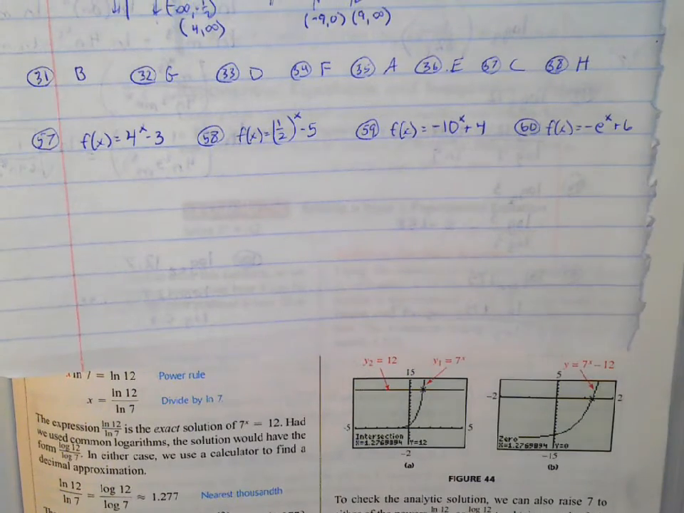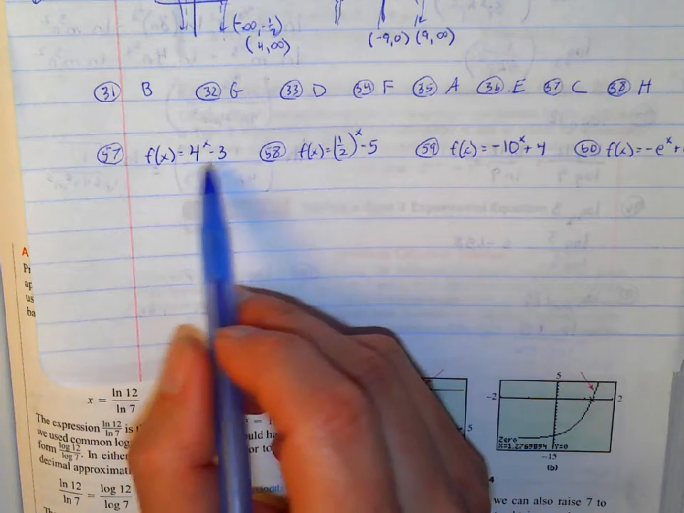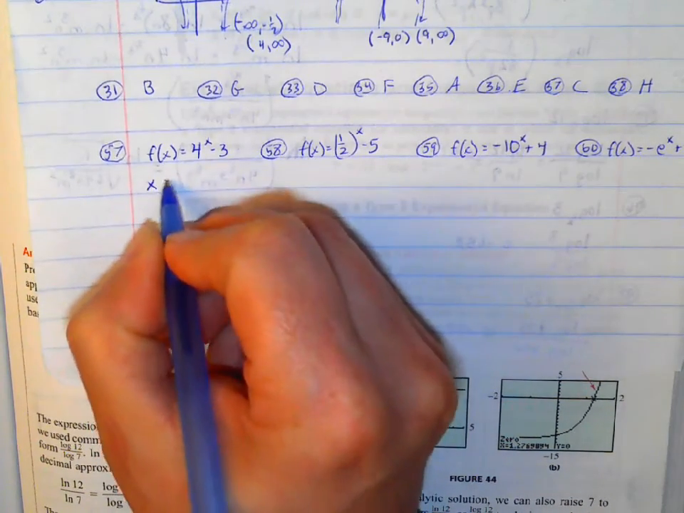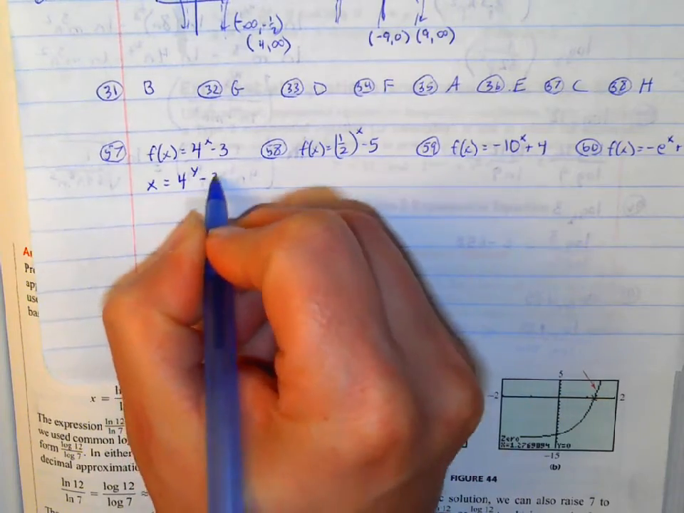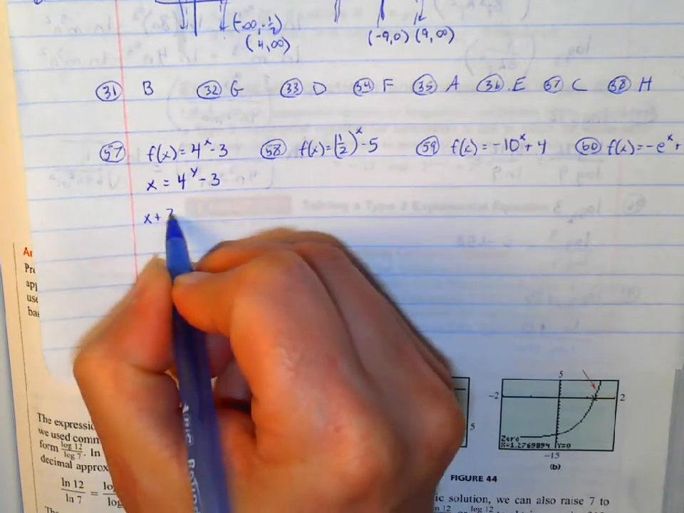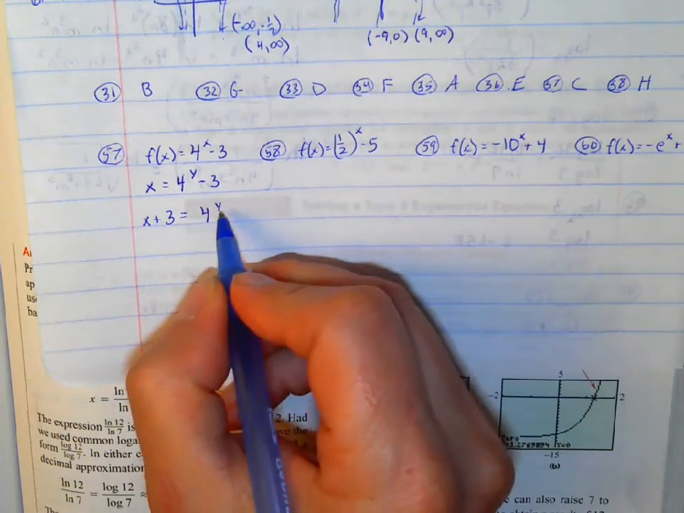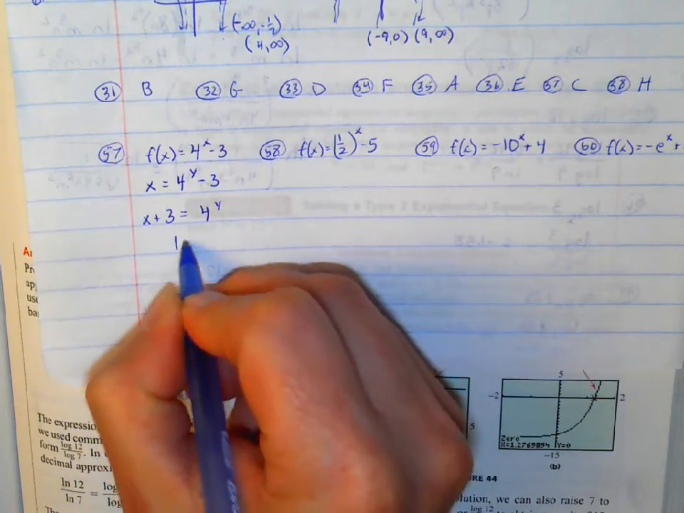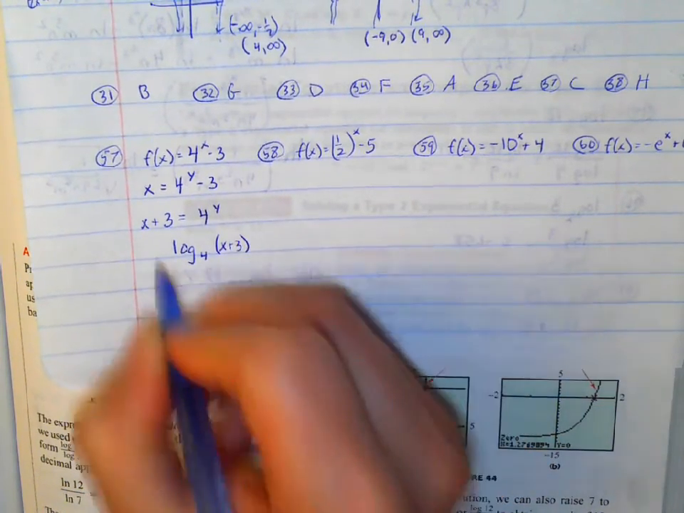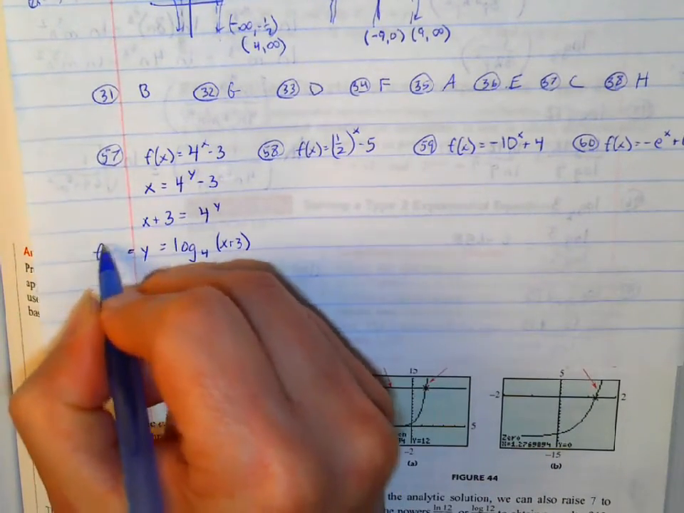Okay, these last 3, we're going to just find the inverse analytically, so just solve for the inverse. Remember we switch the x and the y, so this y becomes the x, this x becomes a y. Now I have to solve for y. So I'm going to have to add your 3 to the other side, and then I have to write it as a log. Okay, so I know that log base 4 of x plus 3 equals the y. And another way to write that y is f inverse of x, right?